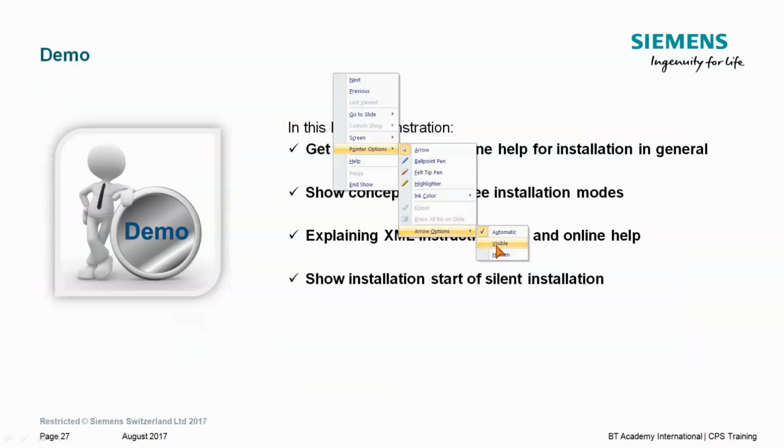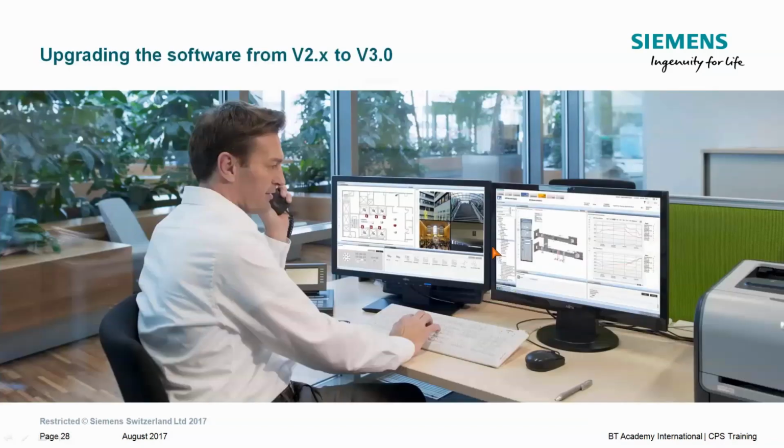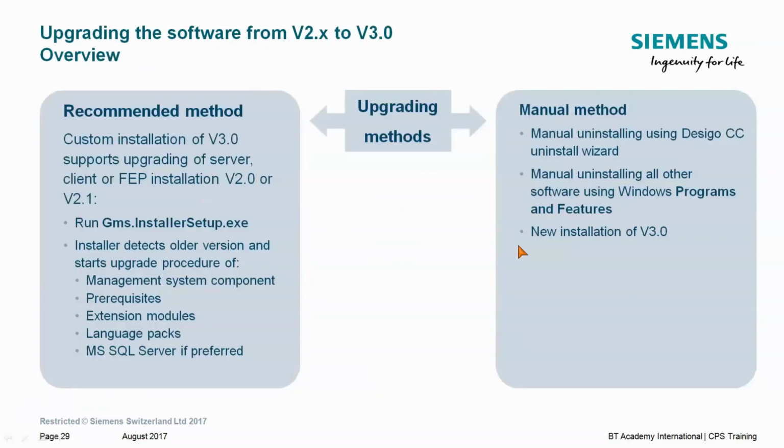And we are coming now to the topic of upgrading the software from version 2.0 or 2.1 to version 3. We have basically two upgrade methods. So the recommended method is controlled by the installer wizard. So custom installation of version 3.0 supports upgrading of server, client or web installation, version 2.0 or version 2.1.